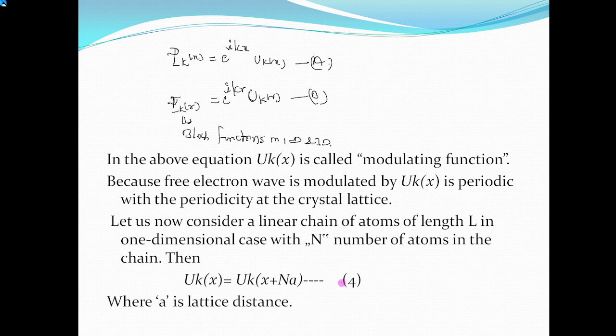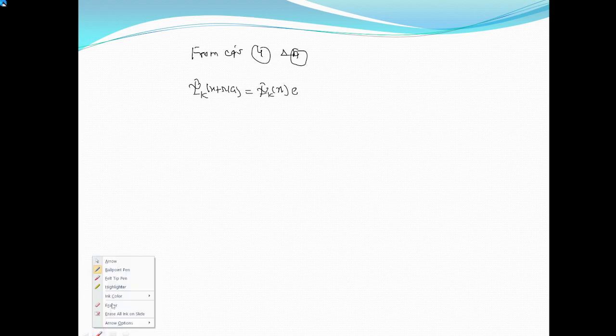Now this is equation number 4. Okay. Now I'll substitute this. According to this, I'll substitute, instead of x, x plus Na in equation A. So from equations 4 and A, we can write it as uk(x+Na) is equal to uk(x).